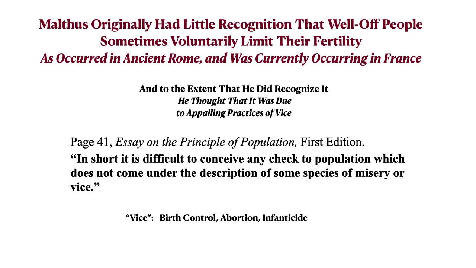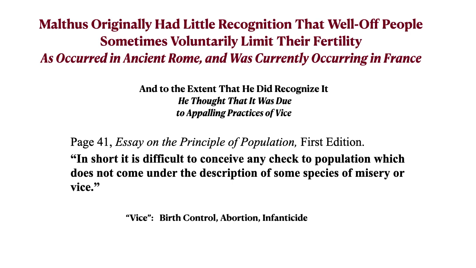In the first edition, Malthus had very little recognition that well-off people would ever voluntarily limit their fertility. And as we have seen in past lectures, that certainly happened in ancient Rome. It was currently true in France. And to the extent that Malthus did recognize this fact, he thought it was due to appalling practices of vice.